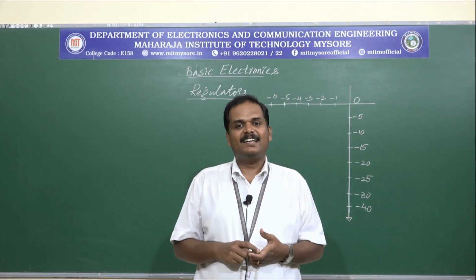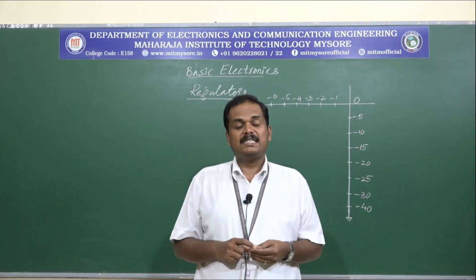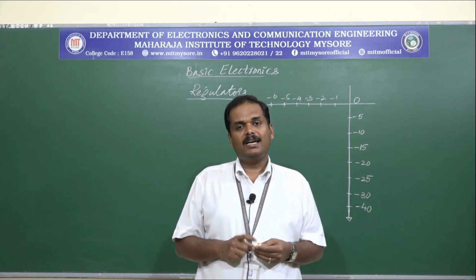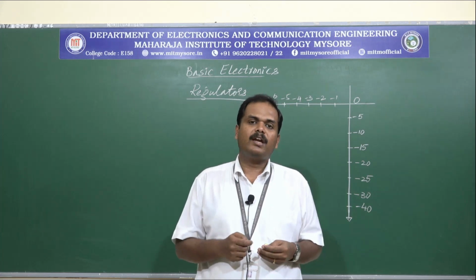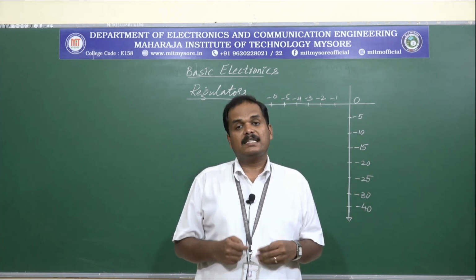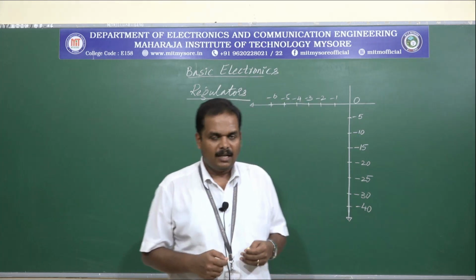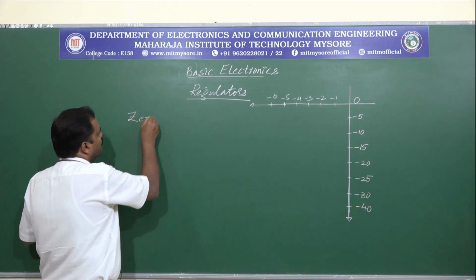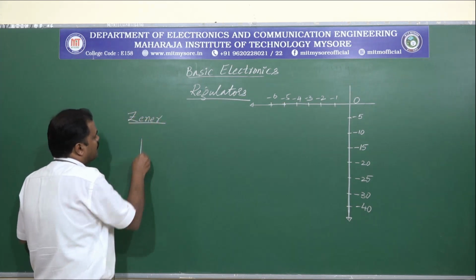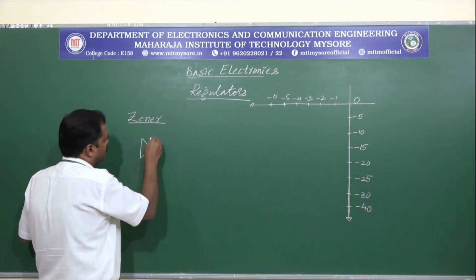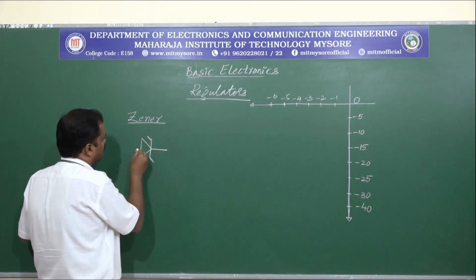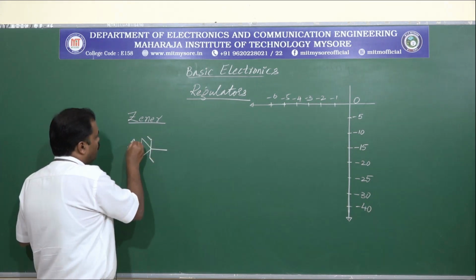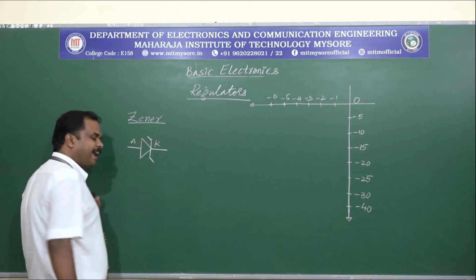Now let us understand the regulators. Zener diodes are the main component used in regulator circuits. So let us understand the Zener diode before getting into the concept of Zener used as a regulator. Now the Zener diode is represented like this. This is the symbol of the Zener diode. This is said to be the anode and this is said to be the cathode.